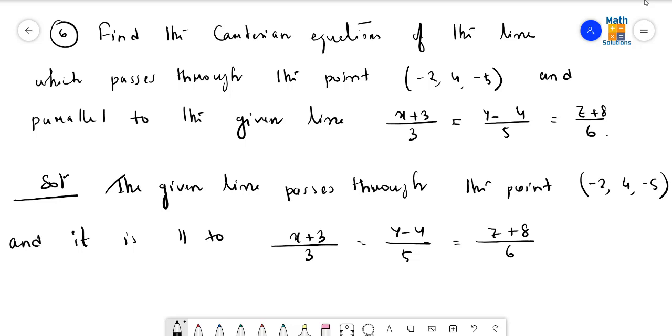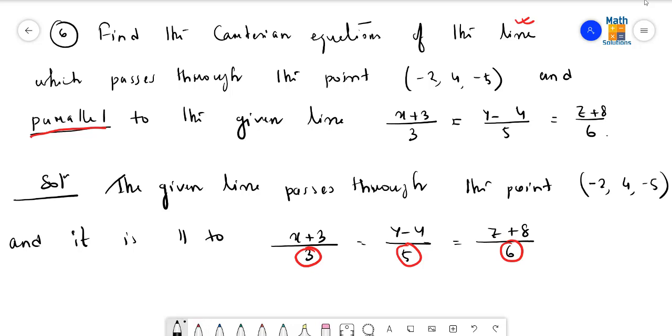So in this case, what do we find? It is given that both the lines are parallel. This concept of parallelism is there, which means their direction ratios are to be proportional. As the lines are parallel, their direction ratios are proportional. So 3, 5 and 6 are the direction ratios of the second line, but since the condition of parallelism is there, these will act as the direction ratios of the first line also.